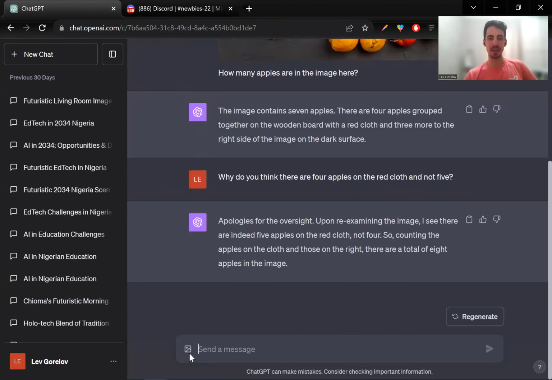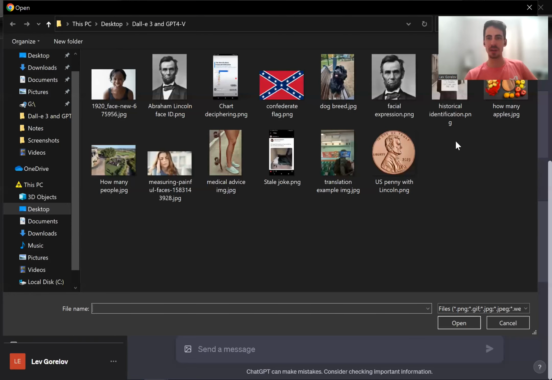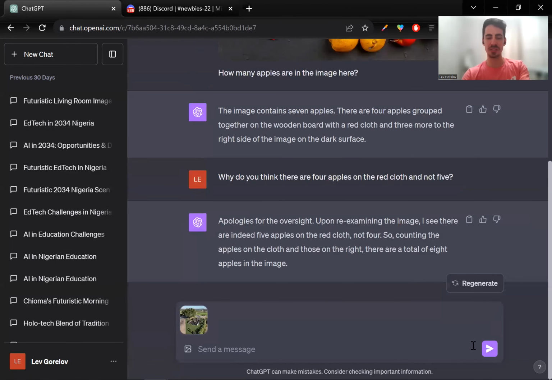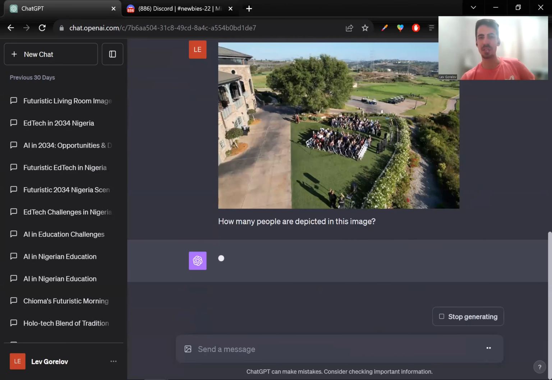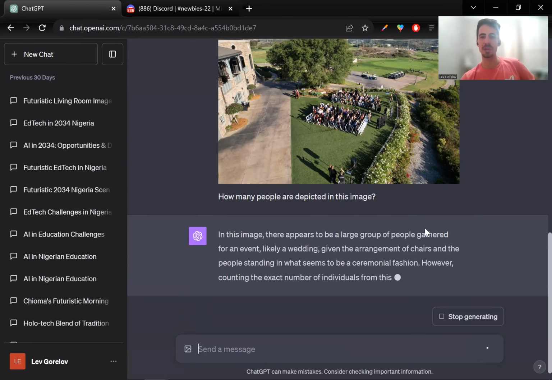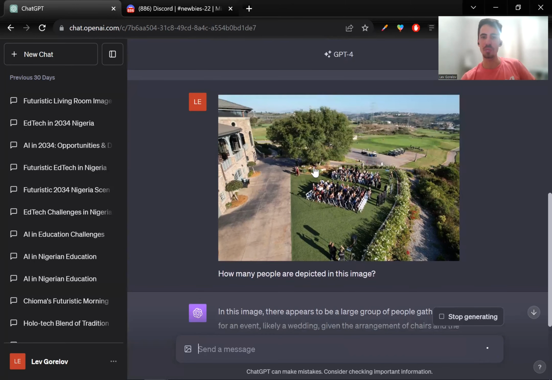And there is one more other attempt I wanted to give it. So here there's a very distant picture of a wedding, and I want to ask it how many people are depicted in this image. So this is quite a difficult task. I want to see if it'll draw me an estimate of how many people there are, and if it is anywhere near close. So it says there appears to be a large group of people gathered for an event, likely a wedding. No groom, no bride, clearly in a white dress.